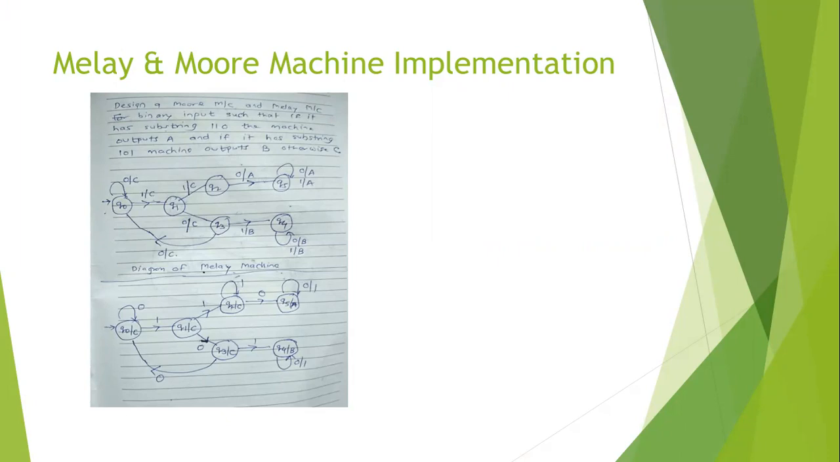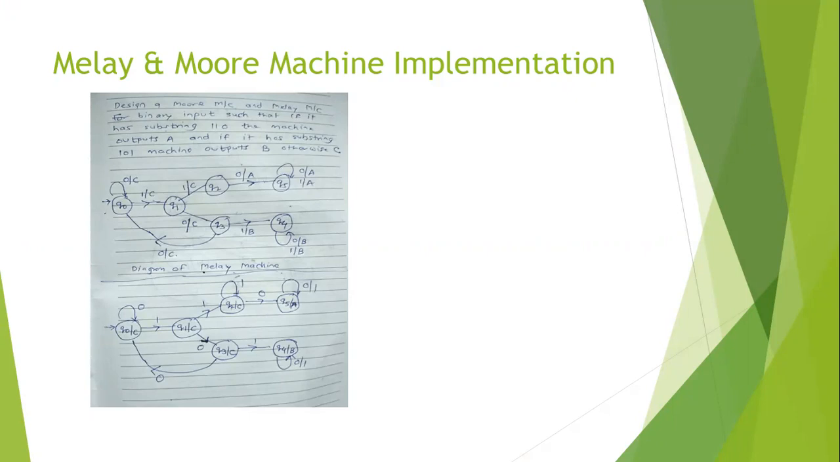Design a Moore machine and Mealy machine for the binary input such that if it has substring 110, the machine outputs A, and if it has substring 101, then the machine outputs B, otherwise C. So here we have to form the Moore machine and Mealy machine for the same example. First is the Mealy machine, right?